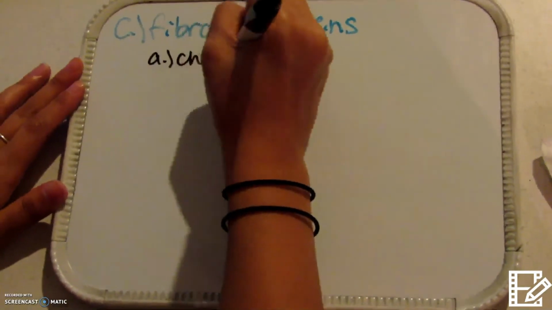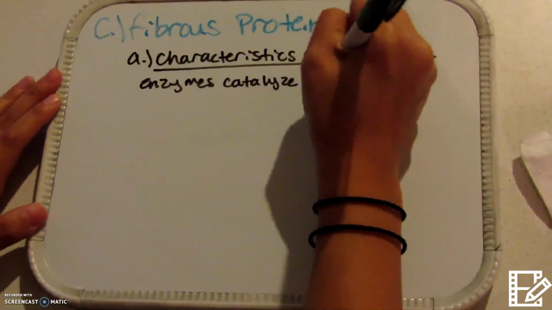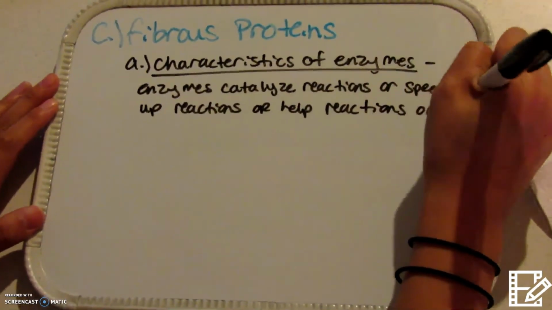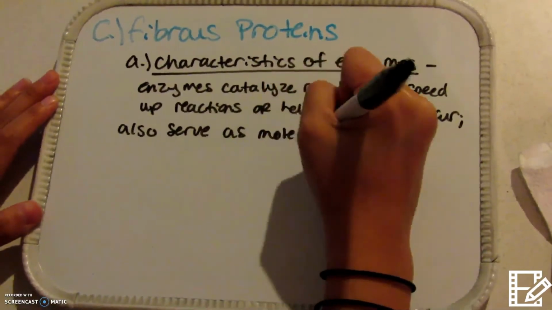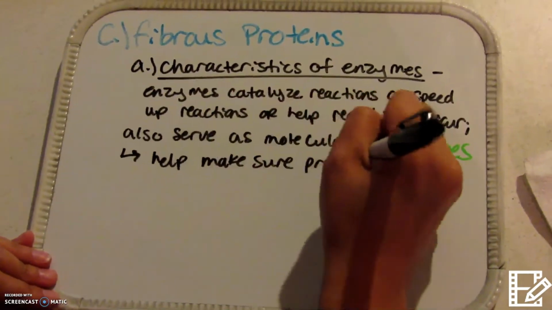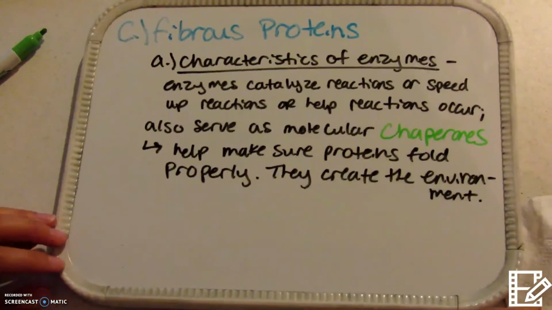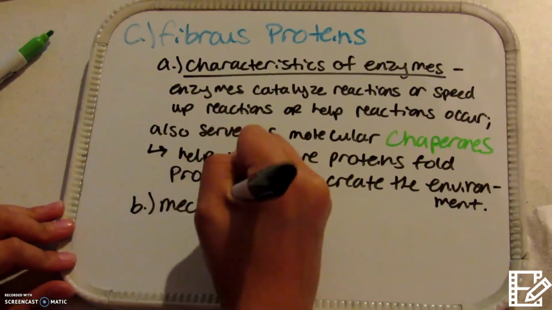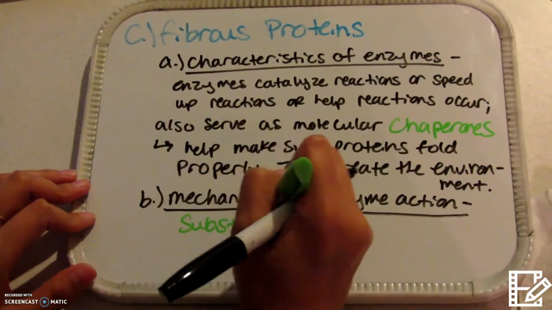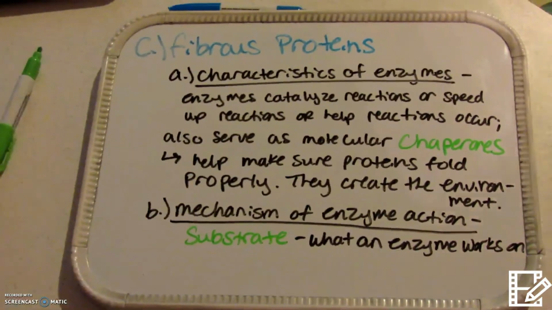Next, we'll talk about fibrous proteins. First, we'll talk about enzymes. Characteristics of enzymes and the mechanism of enzyme action. Characteristics of enzymes are that enzymes catalyze reactions or speed up reactions or help reactions to occur and serve as molecular chaperones. In the mechanism of enzyme action, the substrate is the thing that an enzyme works on.